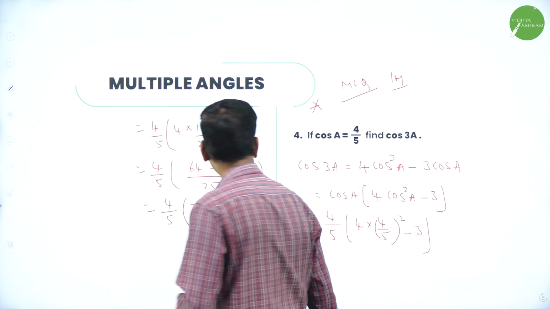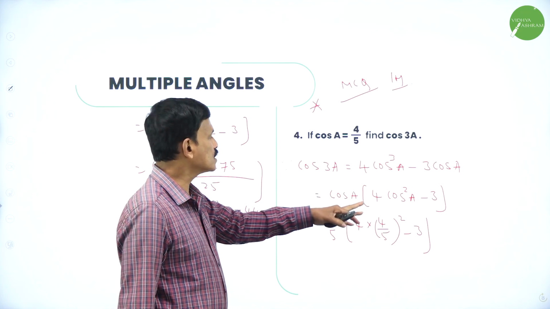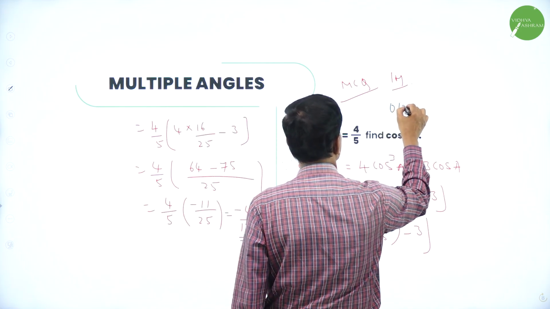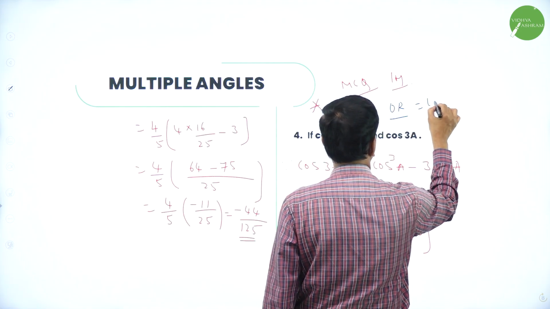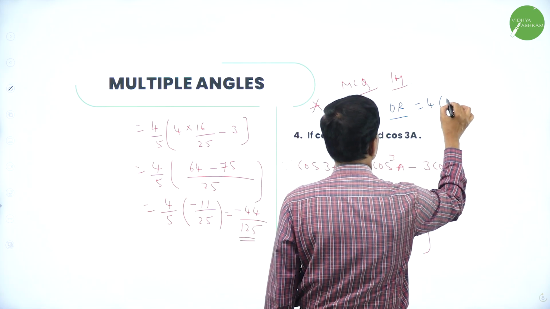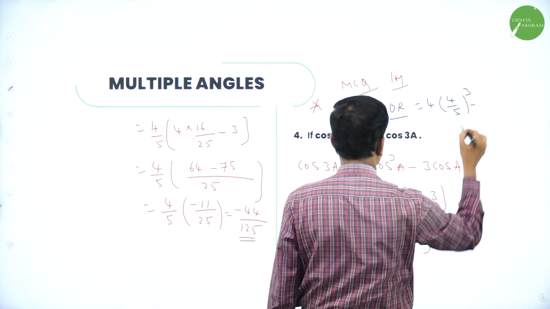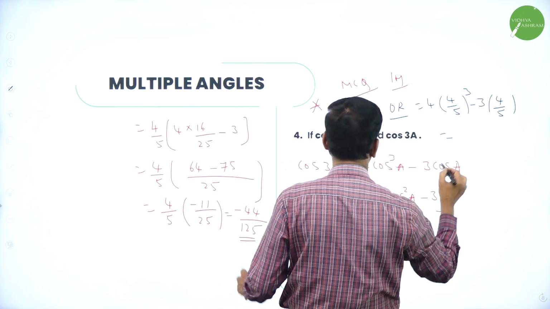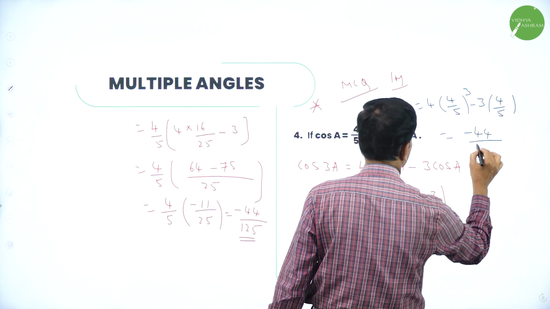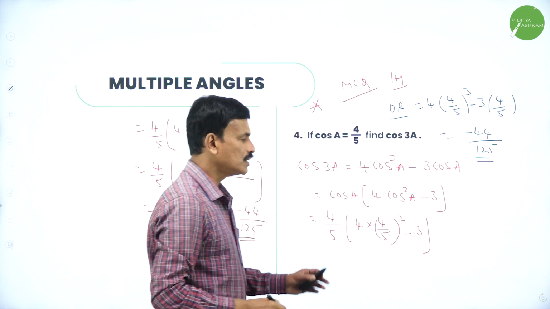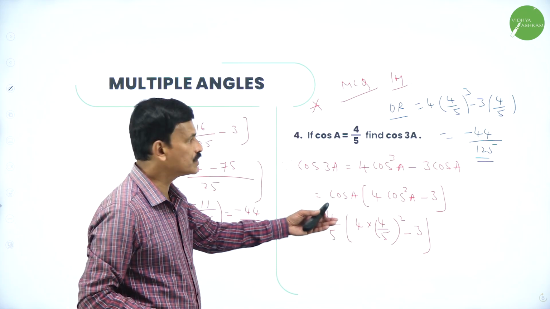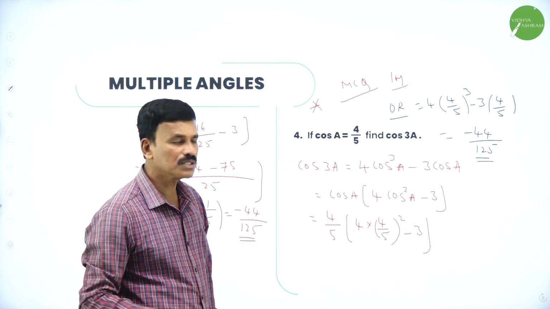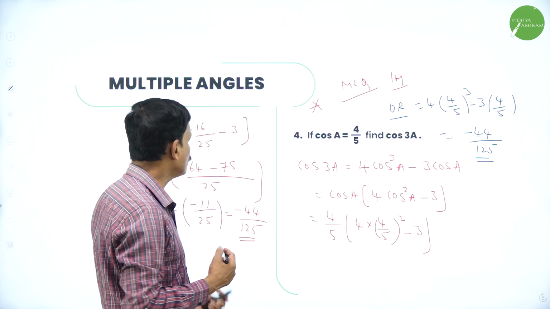Okay, hope you followed. This is very important. Or you can straight away put cos a is equal to 4 into 4 by 5 whole cube minus 3 cos a. Or you can also substitute like this. So this is 4 into cos is nothing but 4 by 5, 4 by 5 whole cube minus 3 into 4 by 5. If you simplify, you will get the same answer, minus 44 divided by 125. Any method. So this is one step easy for simplification. Or straight away 4 by 5 whole cube means 4 by 5 into 4 by 5 into 4 by 5. If you multiply 3 times, you will get the answer. Hope you followed. Okay, now move on to the next problem.